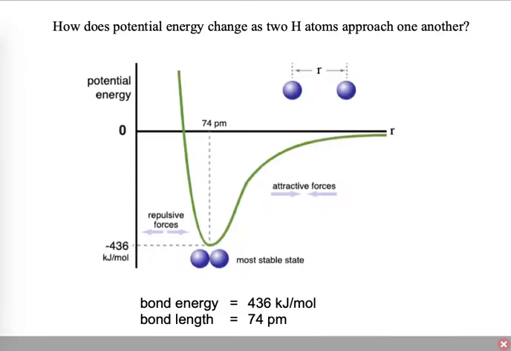So if I look back at the diagram, I can see that going from large distance to the potential energy minimum, I release 436 kilojoules per mole of energy. That's why it's shown as a negative on the graph. But if I wanted to go in the opposite direction and break 1 mole of HH bonds, that is, separate them to a very large value of R, I would have to put in 436 kilojoules per mole. By convention, bond energies are listed as positive quantities. Somebody just decided that.